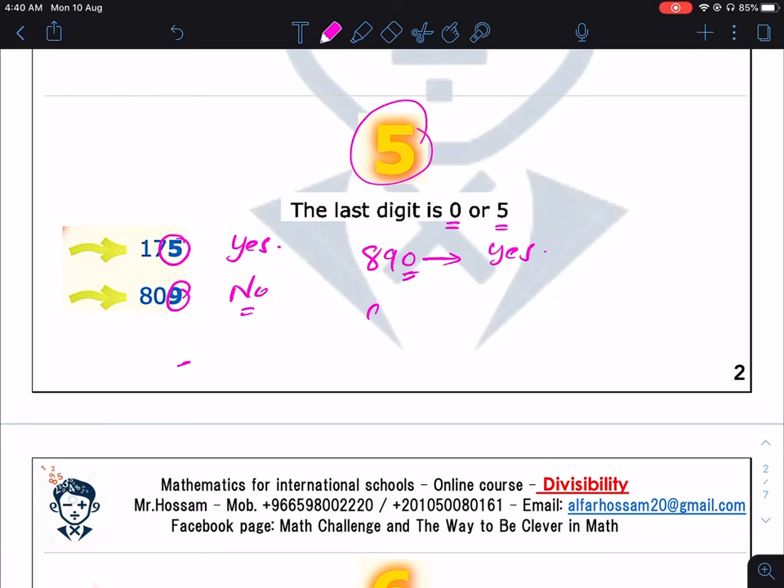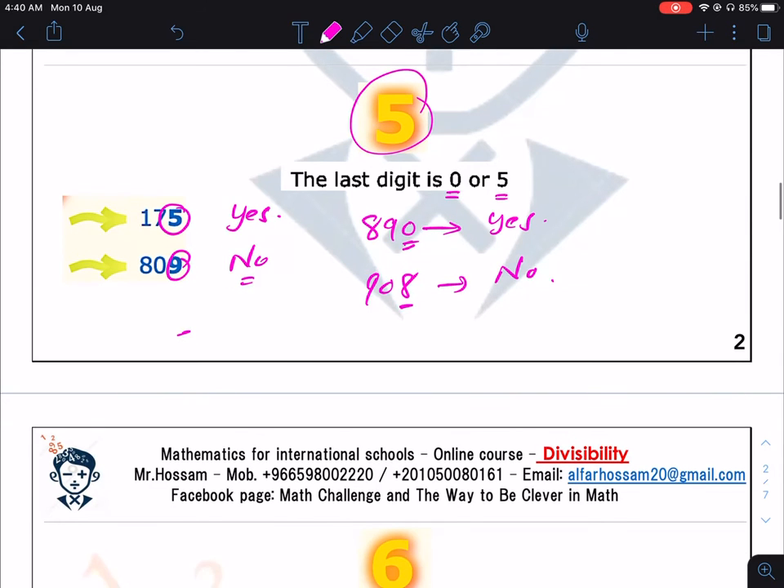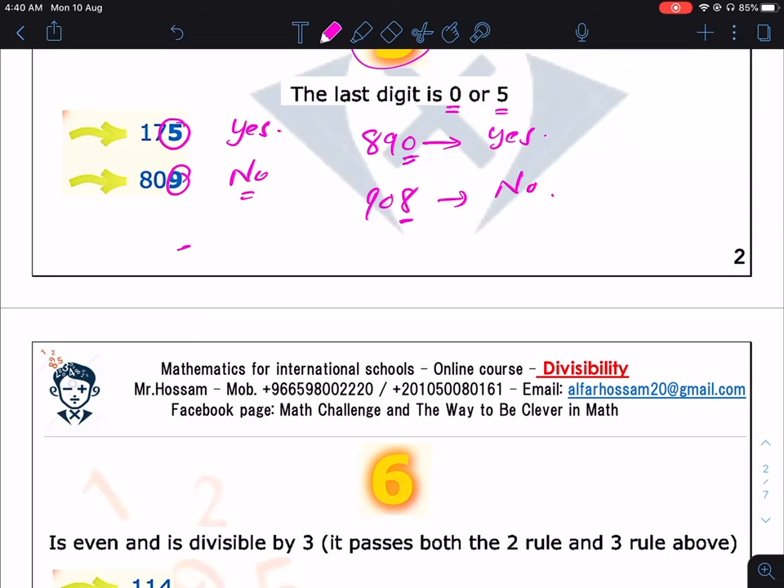What if I say 908? The last digit is 8, not 0 or 5, so this number is no. And so on. 155, the last digit is 5, so this one is yes. 551, the last digit is not 0 or 5, so this number is no. So to check divisibility by 5, look at the last digit, which should be 0 or 5.